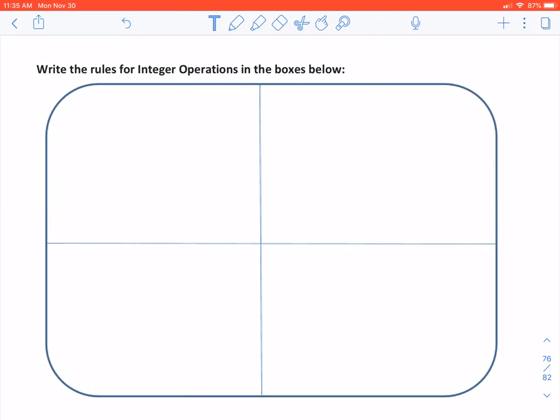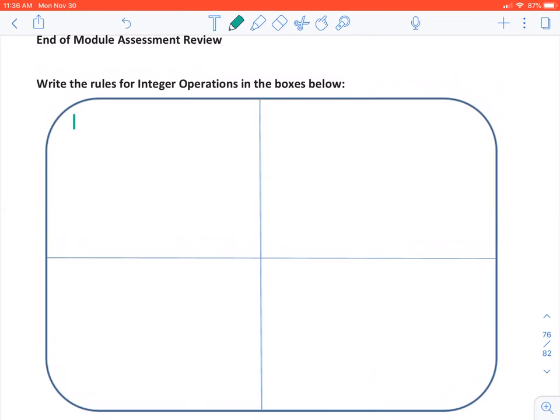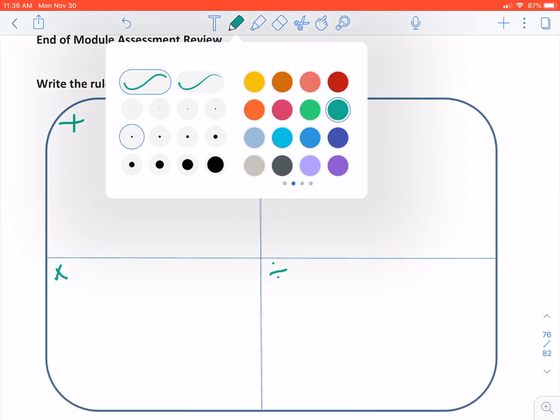All right, this is the end of module review. We are going to go through everything we've learned, okay, and just do some practice problems with it. All right, so the first section, we are going to write the rules for integer operations below. So we're going to do our rules for adding, subtracting, multiplying, and dividing. We're going to do all four of those rules. We're going to write them down.